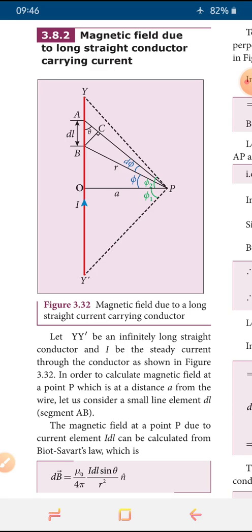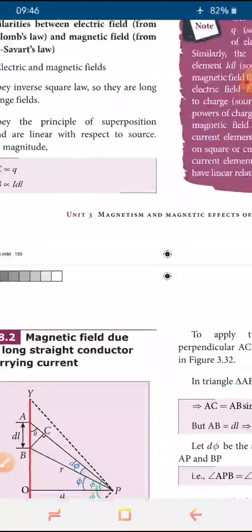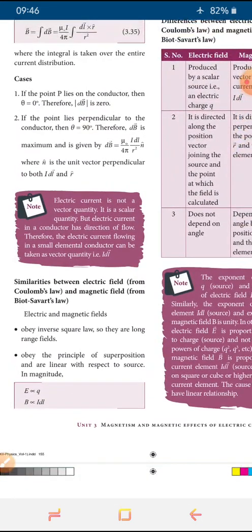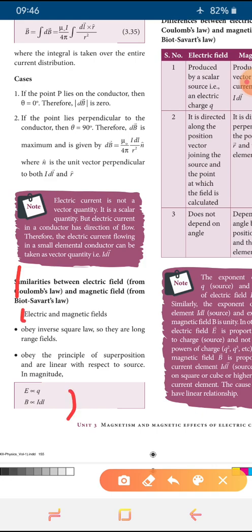Okay, and children, you can note down today's homework. And one more question we have to mark: the similarities between electric field and magnetic field. You can mark from here to here. Okay, the answer starts from here to here. You mark this for a 2 mark question.